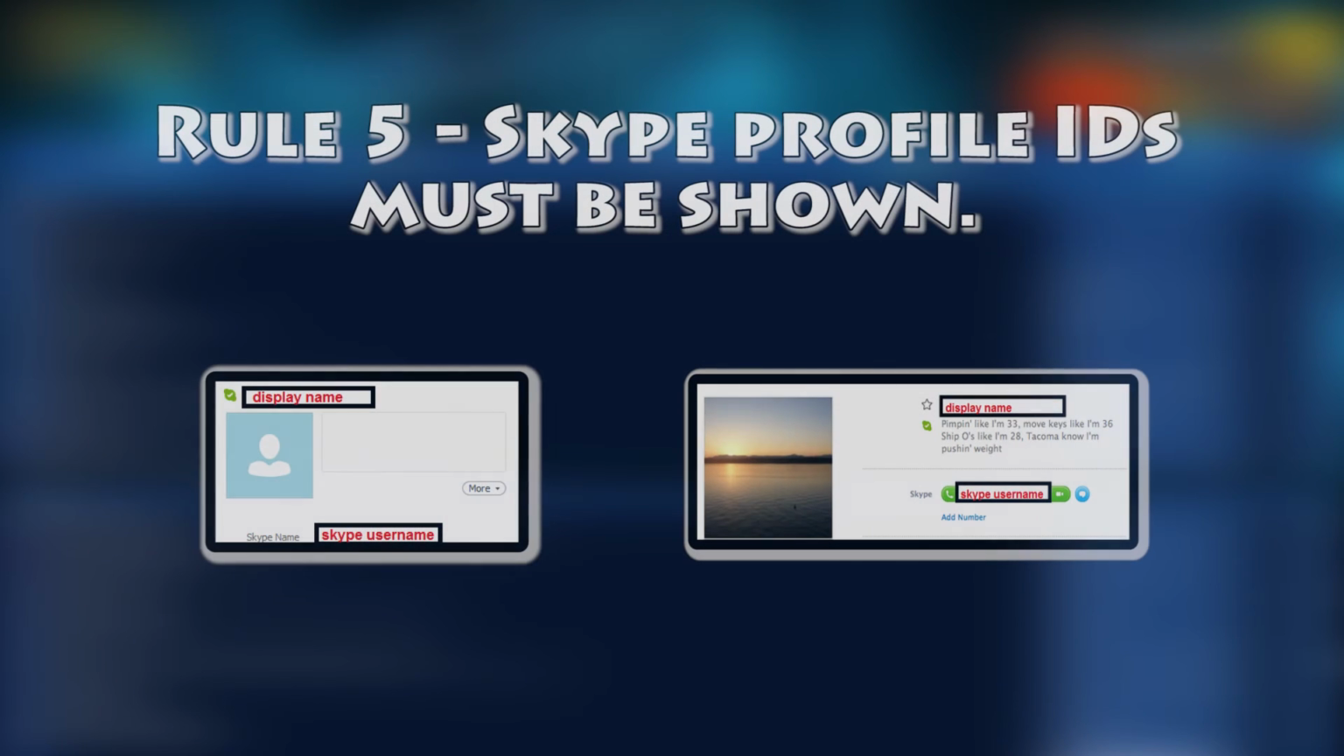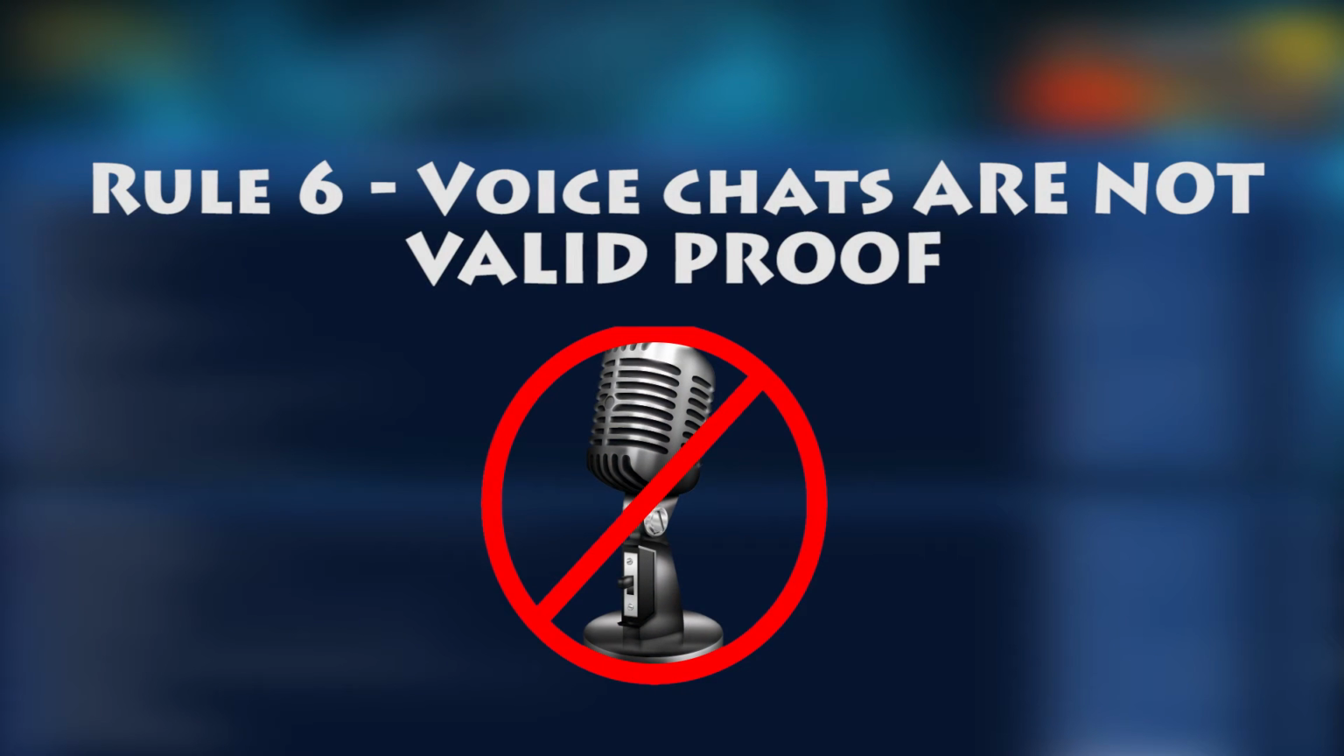Rule 5. Skype profile IDs must be shown. You must provide proof of the scamming party's Skype profile ID. And finally, Rule 6. Voice chats are not valid proof. Remember, since scam reports are open replies by all Sythe members, do not post on other users' scam reports unless you have valid and important information pertaining to the report.